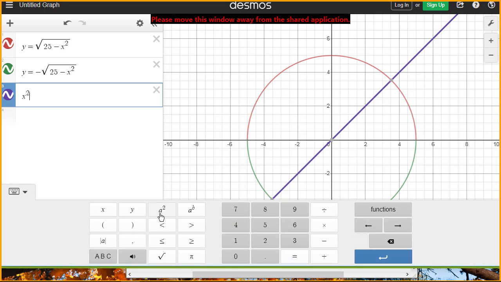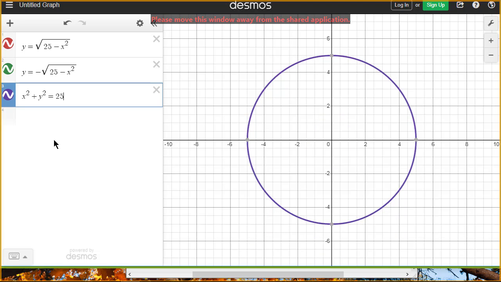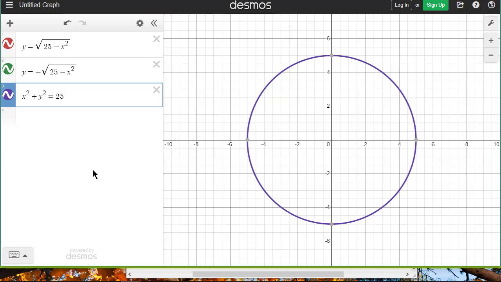What was it? It was x squared plus y squared equals 25. Right? All right. So the top, the bottom, and the whole thing. So let's see if we can come up with a little stuff on this one.